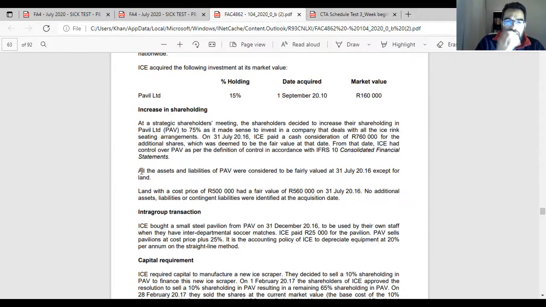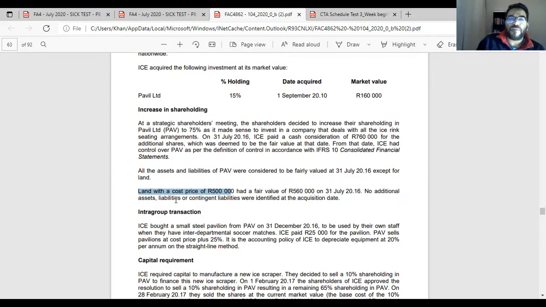So they say all assets and liabilities are considered to be fairly valued except for land. Land with a cost price of 500,000 had a fair value of 560,000 on 31 July. No additional assets and liabilities were identified at the acquisition date. Okay, remember, we're going to have to do a fair value adjustment similar to how we did above. So what is this one aspect?